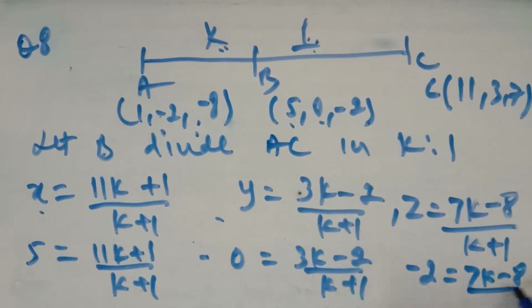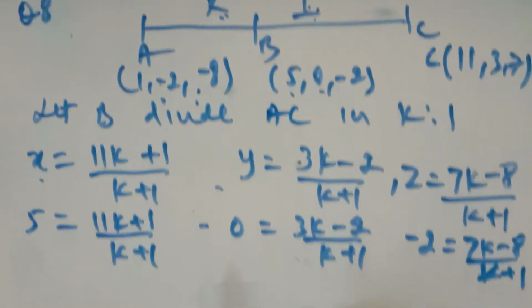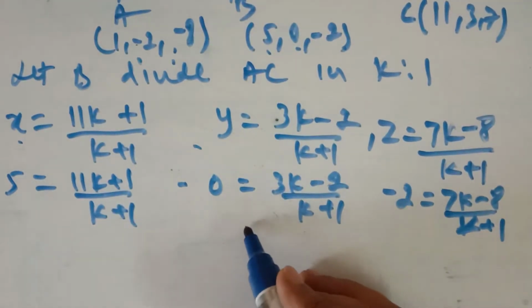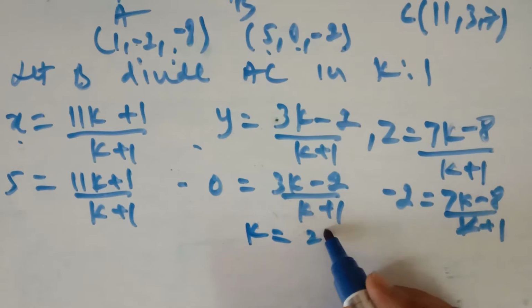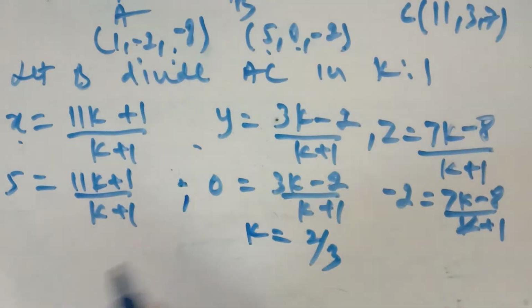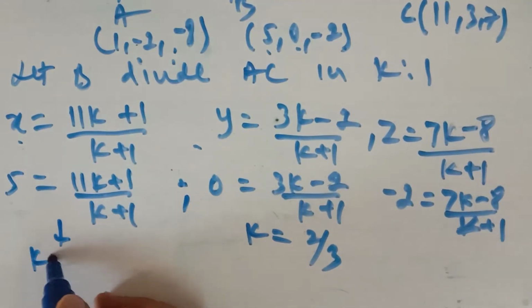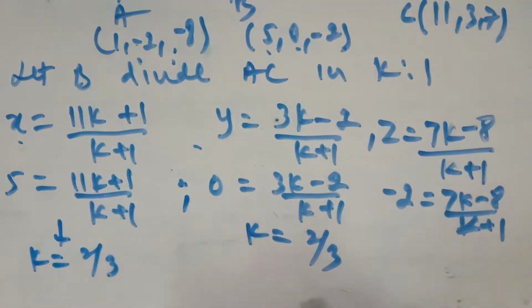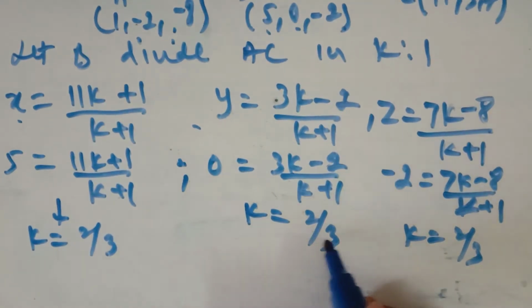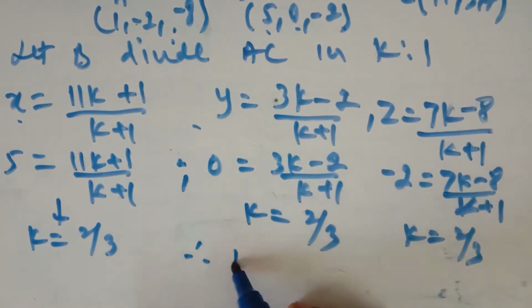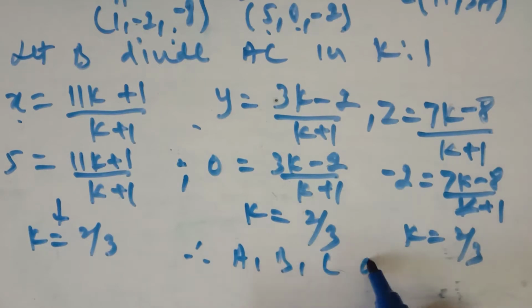Now, if these 3 points are collinear, then the value of K in all the cases will be equal. If you solve it, the value of K is 2 by 3. And here also, if you solve it, you will get the value of K as 2 by 3. And here also, the value of K will be equal to 2 by 3. So now, because the value of K is coming out to be the same, therefore A, B, C are collinear.